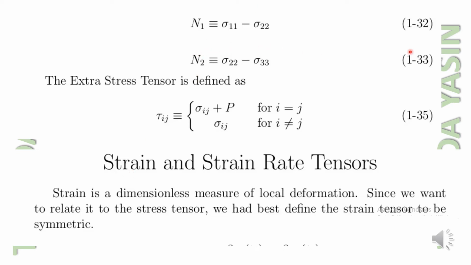The extra stress tensor defines tau ij equivalent to sigma ij plus p for i equal to j, and sigma ij for i not equal to j. Stress and strain rate tensors. Strain is a dimensionless measure of the local deformation. As you know, strain has no unit.